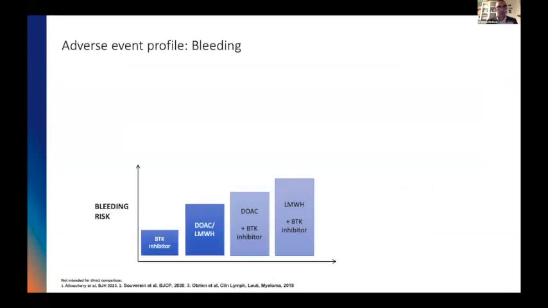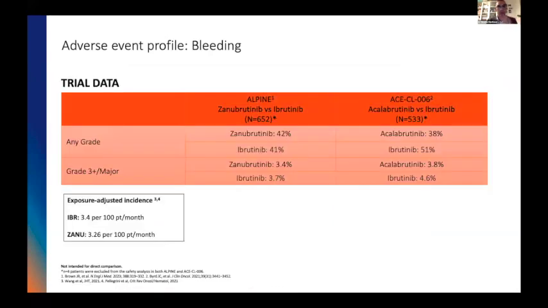So I'm just going to skip this. That's the bleeding risk. The bleeding is very similar between all three BTK inhibitors. It's been calculated, and is about 3.4 per 100 patients per month for ibrutinib and 3.26 with zanubrutinib, so maybe slightly less.